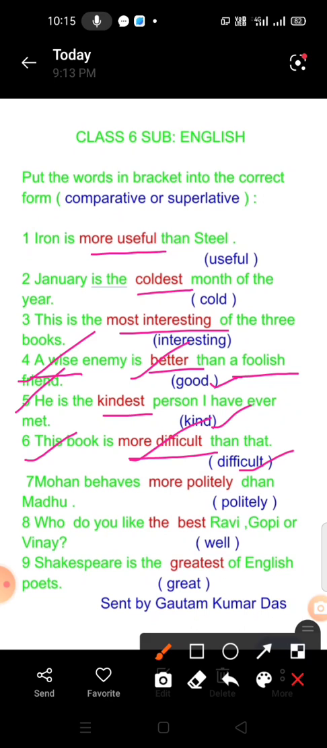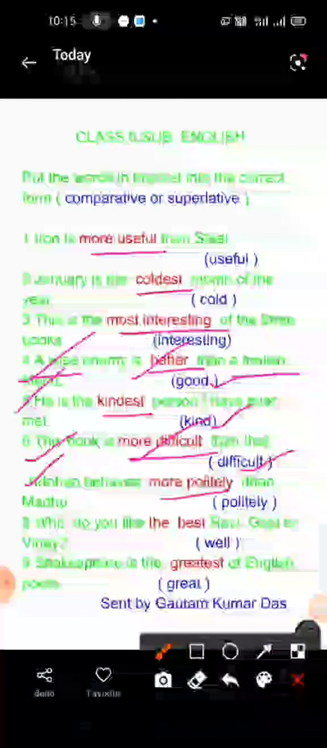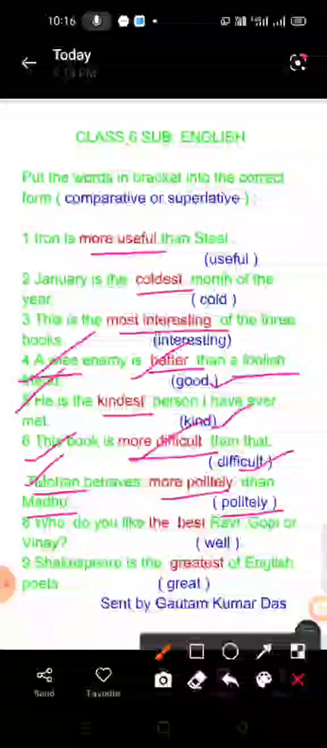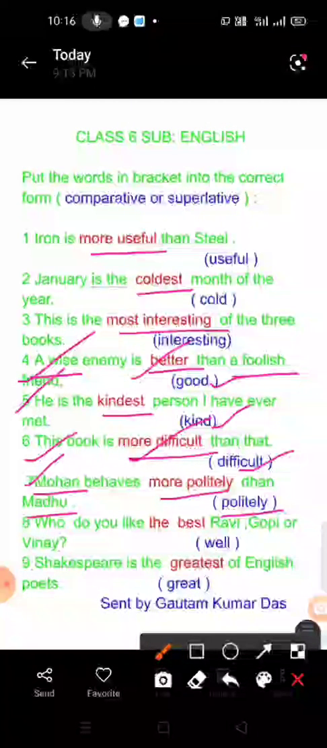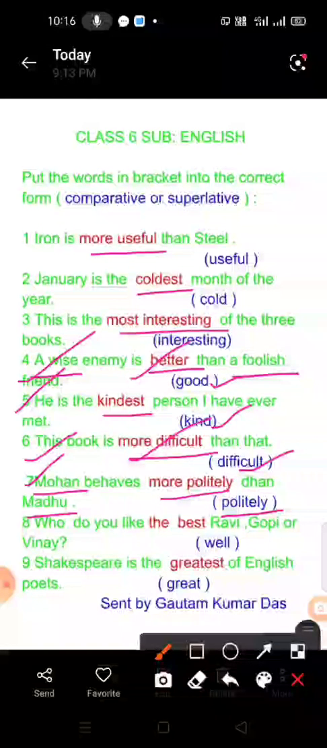In the same way, number 7, Mohan behaves dash than Madhu, more politely. The word is politely. Here will be what? More politely, the most politely. Mohan behaves more politely than Madhu. Here there are two, Mohan and Madhu. You are comparing whose behaviour you like. Not better, more politely. Mohan behaves more politely than Madhu.